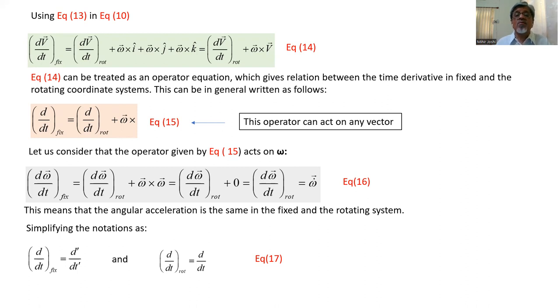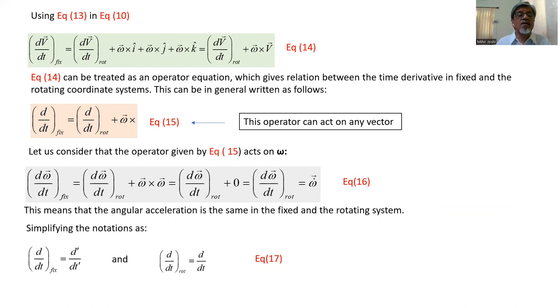Now this operator can act on any vector. So if we write v, then it is dv/dt fixed equal to dv/dt rotation plus omega cross v. If we write for r, then it is dr/dt fixed equal to dr/dt rotation plus omega cross r. So we have to write the vector in this particular operator.